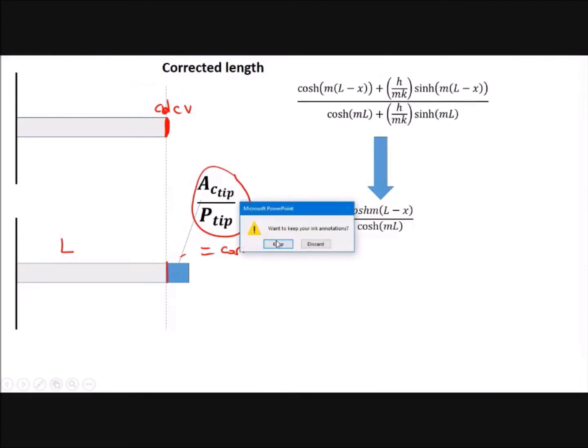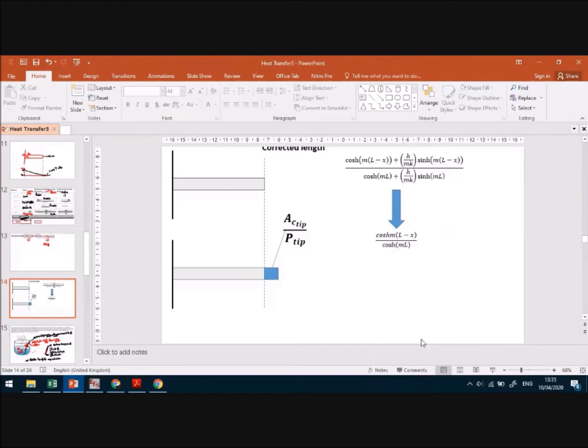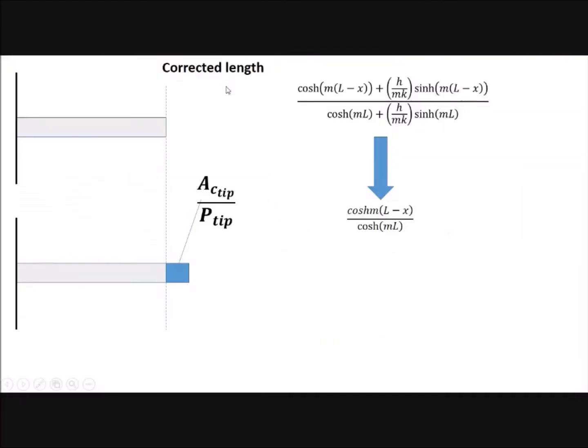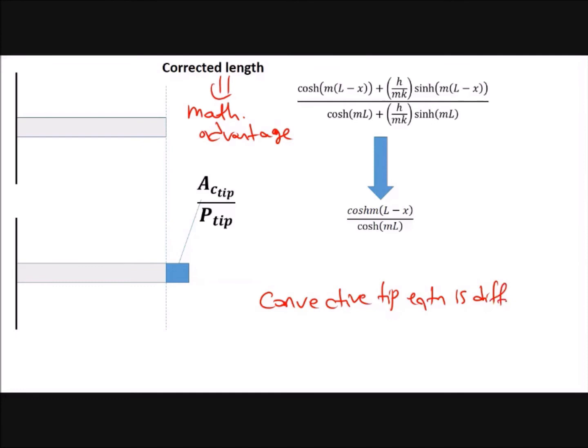And now we have the corrected length. Why do we use the corrected length? Because this one is a mathematical advantage. Why is it a mathematical advantage? Because the convective tip is difficult. The convective tip equation is difficult. And we can convert it into the adiabatic tip by adding this distance, the tip cross-sectional area, A_c tip, divided by the perimeter of the tip.